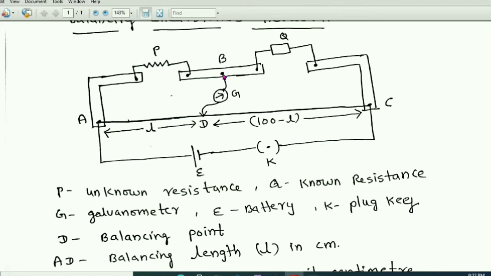From B to one end of the galvanometer, and the other end of the galvanometer is connected to the jockey at D. Terminal A is connected to the battery positive terminal, and the battery negative terminal is connected to K, the plug key. The other end of the plug key is connected to point C. This is the circuit connection using the meter bridge to find the unknown resistance. Here the unknown resistance is P.